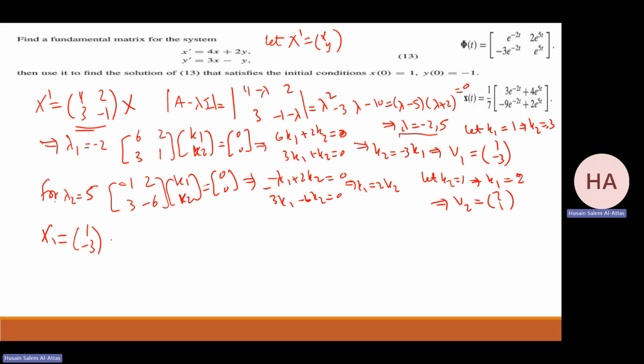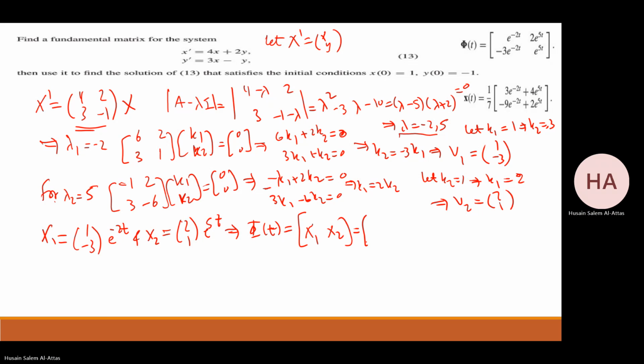So I have x1 is 1, minus 3 times e to the power minus 2t, and x2 is 2, 1 times e to the power 5t. Just list x1 and x2. You have x1, then x2. You get e to the minus 2t, minus 3e to the minus 2t, 2e to the 5t, e to the 5t. That will be this one exactly.